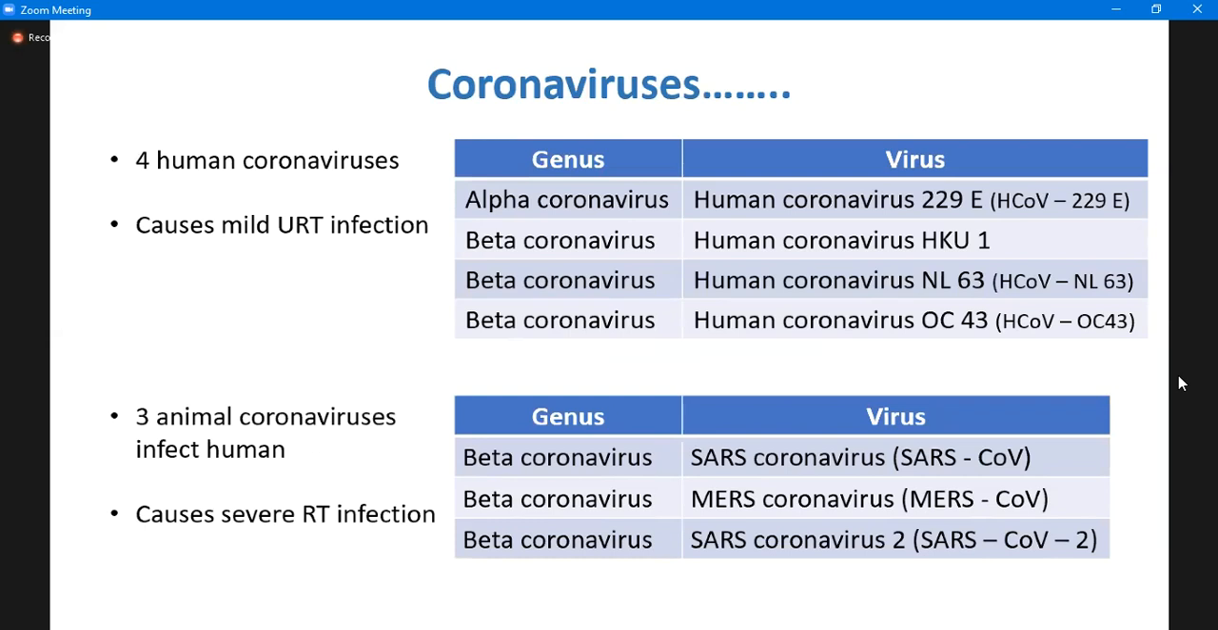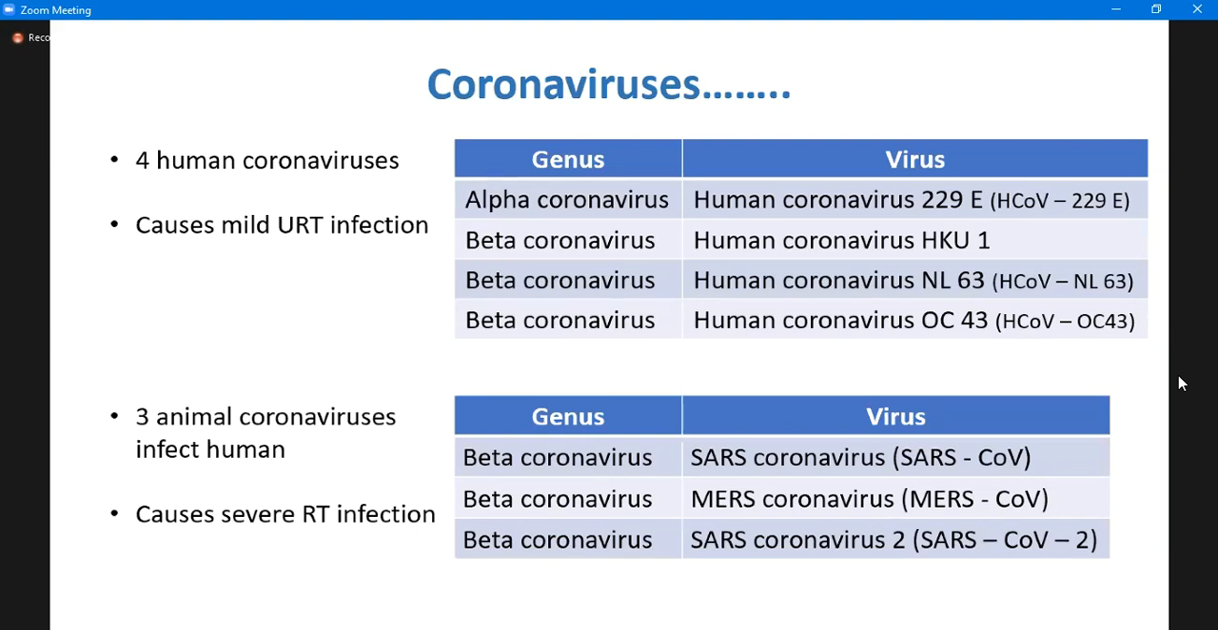Of the 7 coronaviruses that infect humans, 4 are human coronaviruses, and they usually cause mild upper respiratory tract infection. Of these, 1 is an alpha coronavirus and the other 3 are beta coronaviruses. Then there are 3 animal coronaviruses that infect humans. All 3 are beta coronaviruses.